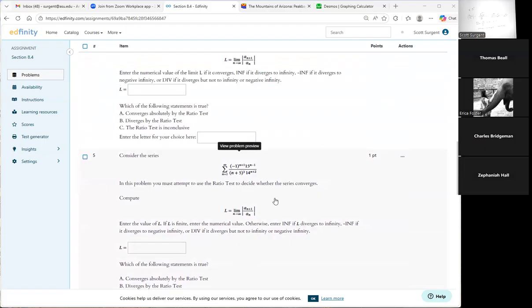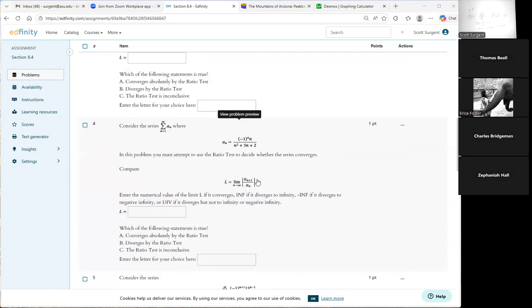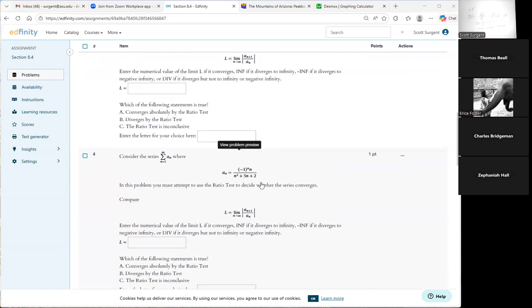And number 5, it looks like a nightmare, but you know what? It's probably going to work out pretty good. If you do ratio test, you've got polynomial and exponential. I think this will work out. Your ratio test should work out. It's going to look messy, but it should clean up real nicely.